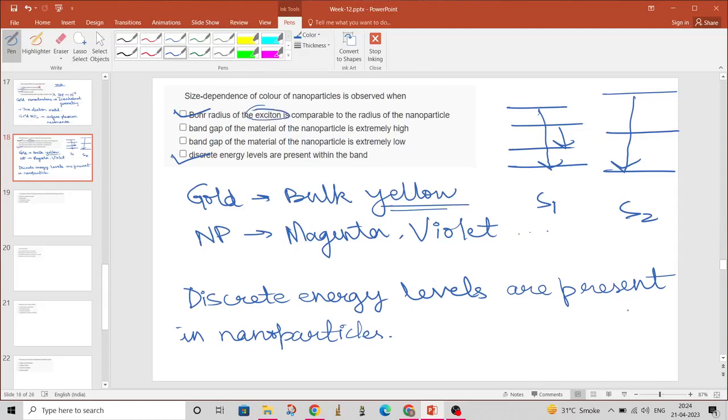Bohr radius of the exciton. Now, what is an exciton? It's an electron hole pair which is held by the Coulombic interaction. So, when this distance of the Coulombic interaction is comparable to the size of the nanoparticle, the excitons can recombine, and then the recombination gives different colors depending upon the size. So these two are the reasons for size dependence color of the nanoparticles.